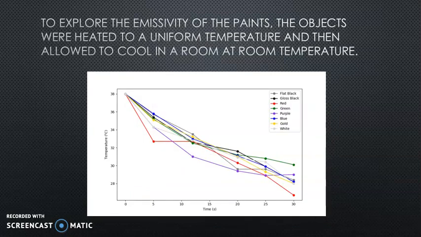To explore the emissivities of the paints, the objects were heated to a uniform temperature and then allowed to cool in a room at room temperature. The data for the cooling did not come out as well or as pretty as the data for the heating, but it does appear that the cooling had more of a linear trend. As we expected, the emissivities appeared to not have as much of a spread as the absorptivities of the different colors, meaning that the heated specimens had more of a temperature range than the cooled ones.